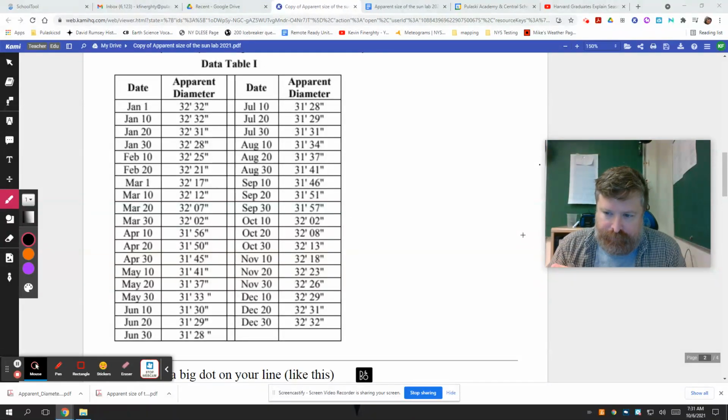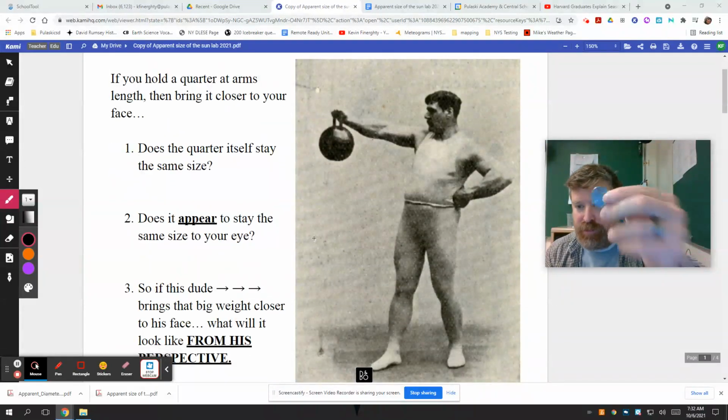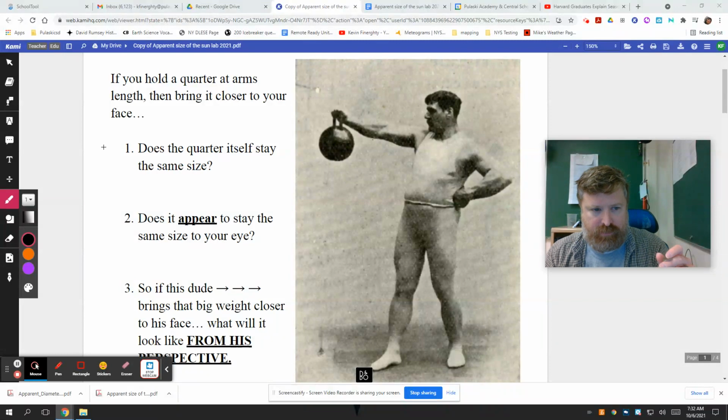Now, if you're really thinking, does its size actually change? It's a quarter, right? It's not a magic quarter, it's just a plain old quarter. So if I bring it closer and further from the camera, does it really get bigger? No. There you go. I answered the first one for you. Answer it. But does it appear the same size? And that's going to be the thing today.